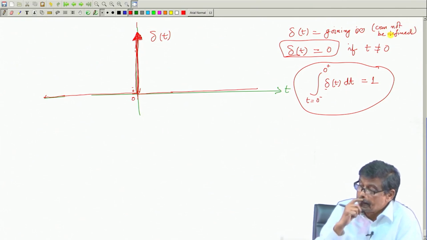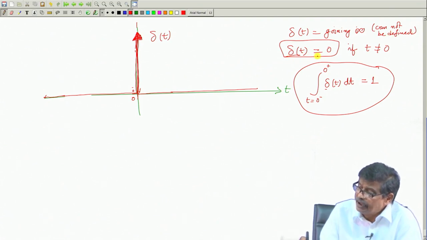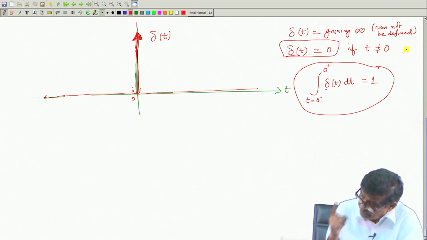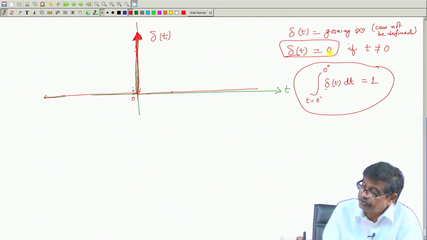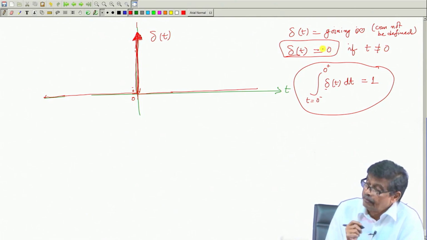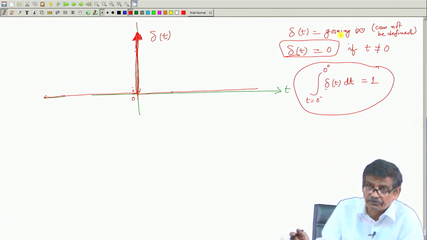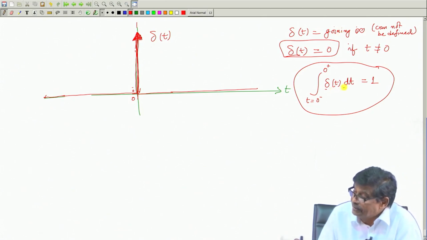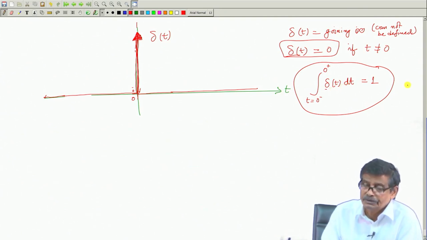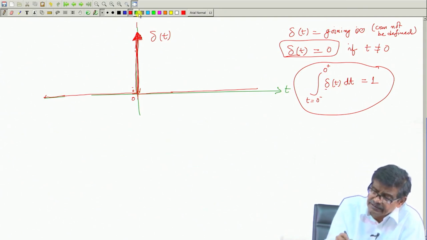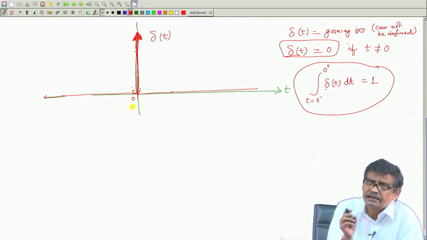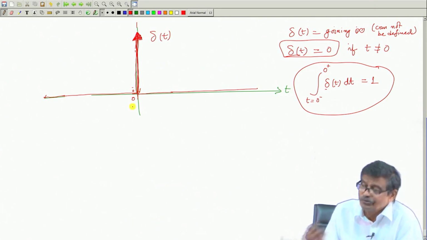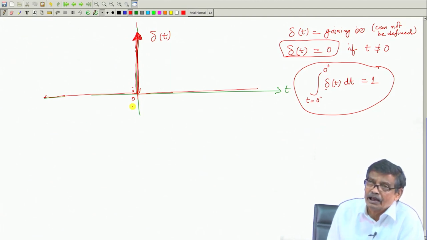It is infinitely large. The value of delta t for t other than 0 is defined, it is always 0. And then I say, okay, the value of delta t is not defined, it is infinitely large at t equal to 0, but this integral is true. The area under this thin rectangle, as thin as you can think of, is always 1. So, such a function is called an impulse function.